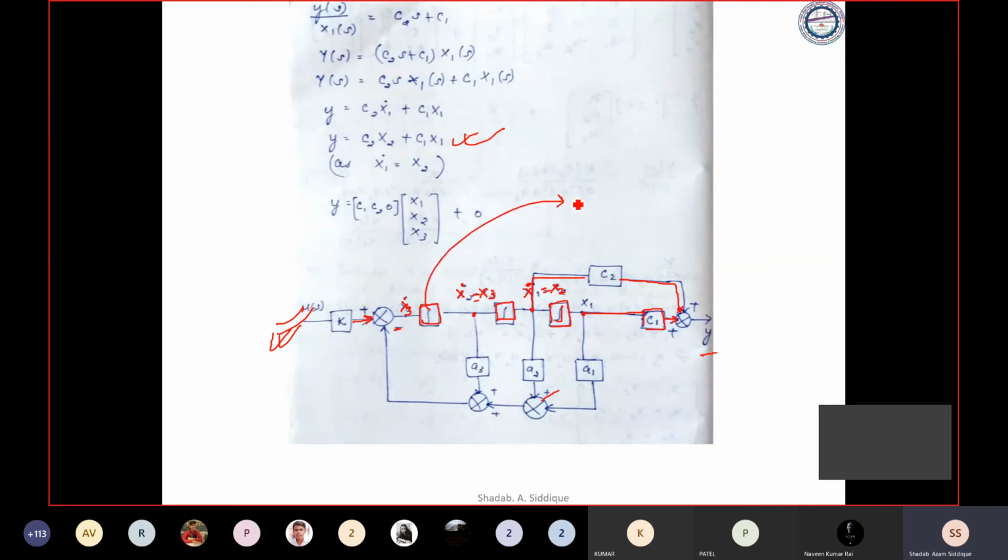Just replace each integral block with 1 by s. Integral is nothing but 1 by s, and differentiation, d by dt, is nothing but s in the Laplace domain. So you have integrators; just replace them with 1 by s, 1 by s, 1 by s, and try to solve using the signal flow graph or block diagram reduction technique.